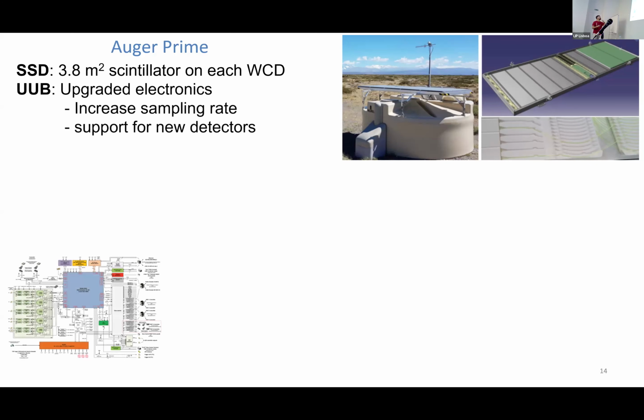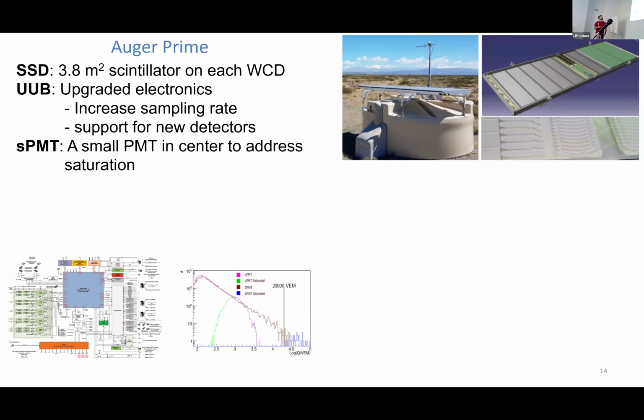The other thing is UUB, so you need to upgrade the electronics to have better sampling of the signals, but also to support new detectors. And so this is just to show you that it's a complex job to redesign all these electronics.